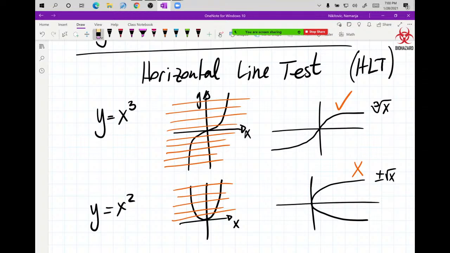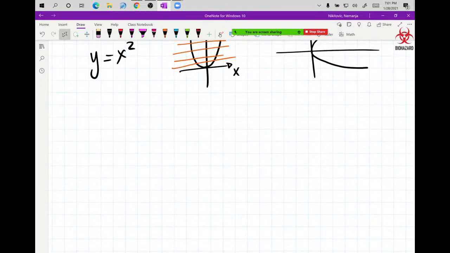I'm confused when you would use the vertical line test and when you'd use the horizontal line test. All right, let's clear that up. Very good.